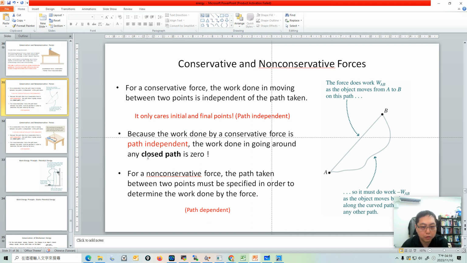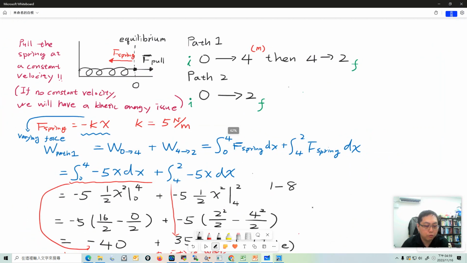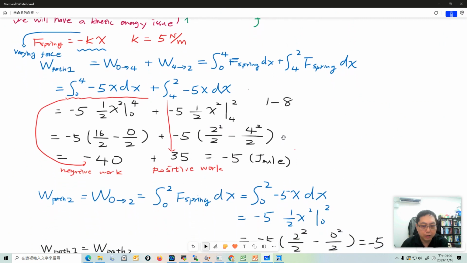In a closed path, the initial position and final position are the same. That means the work done by a conservative force in any closed path is zero, because it only takes care of its initial and final position. And that's the proof for the spring force. I hope you become familiar with this idea.